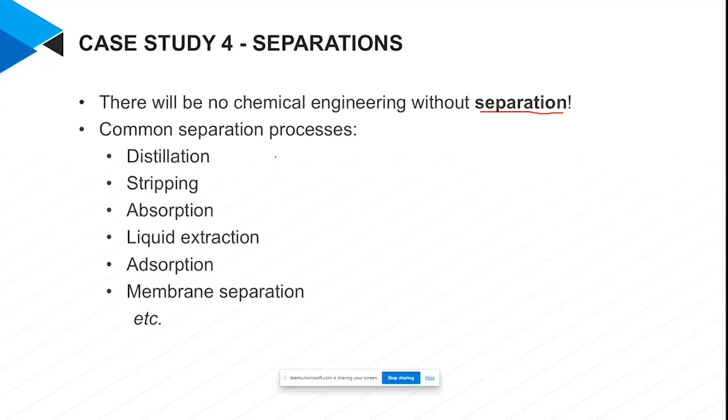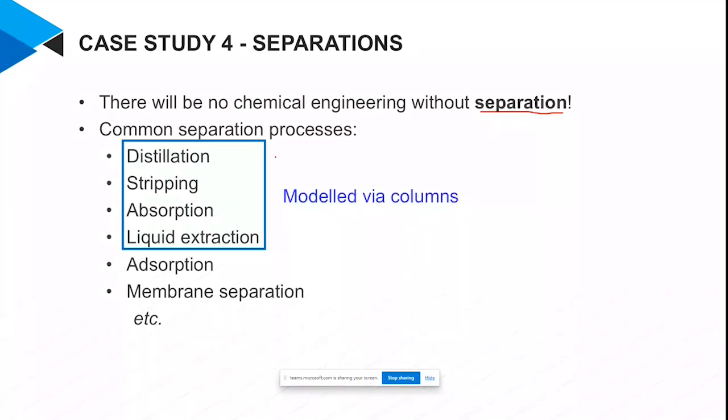And these are usually modeled by columns. We also have adsorption, which is a physical separation process, which you can't really do very well in HYSYS. Adsorption is normally a batch process where you have multiple vessels, and you run one vessel in adsorption, and then the second vessel is on regeneration and so on. So that's not something you can do easily in HYSYS because HYSYS is only a steady state simulator.